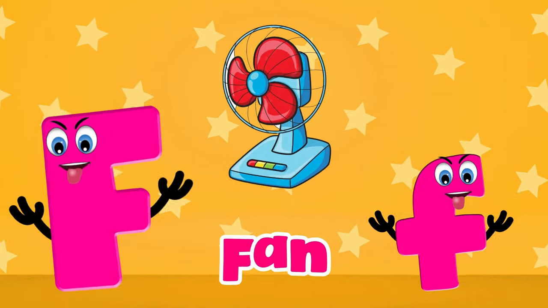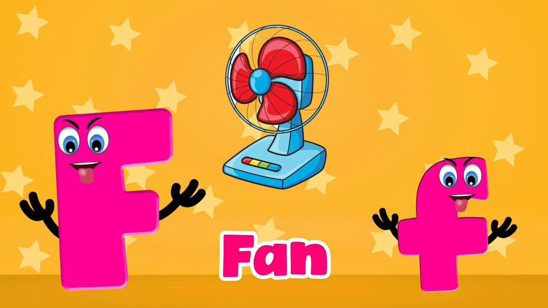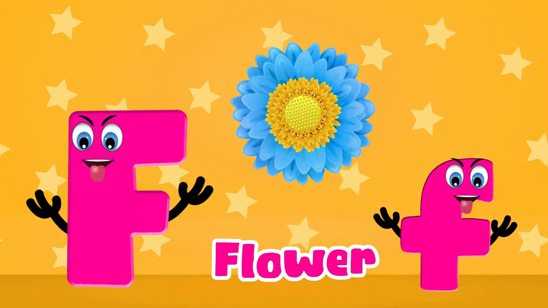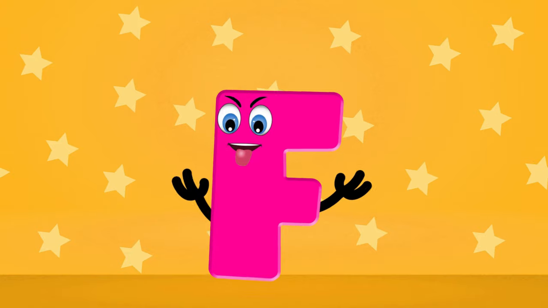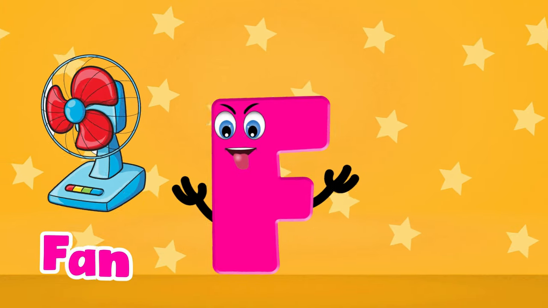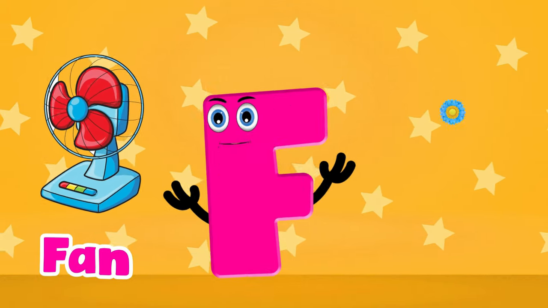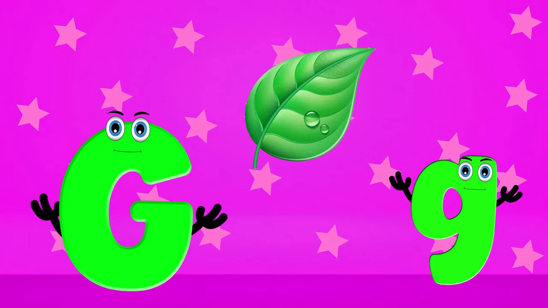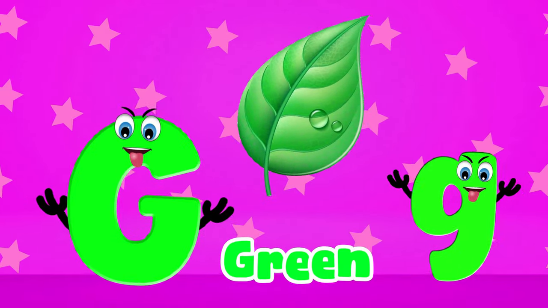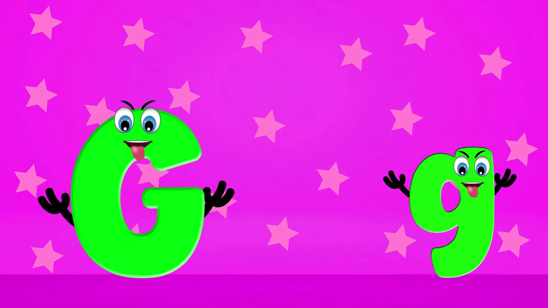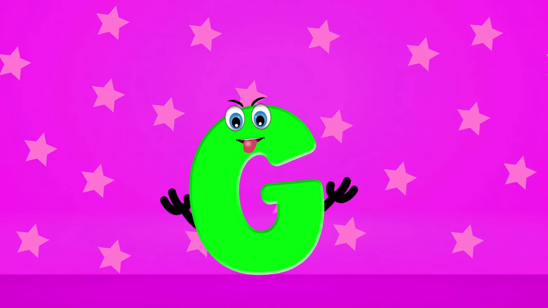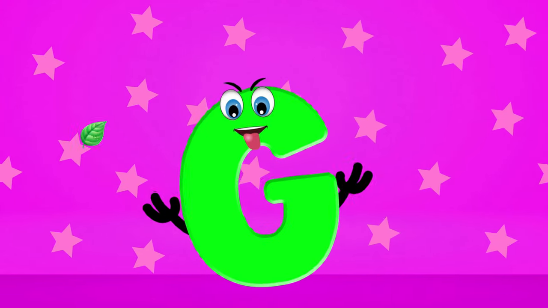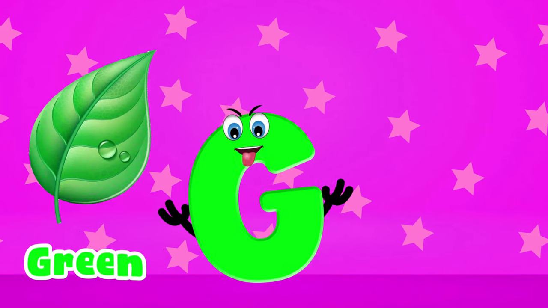Earth. F is for fan. Fan. F is for flower. Flower. G is for green. Green. G is for grass.